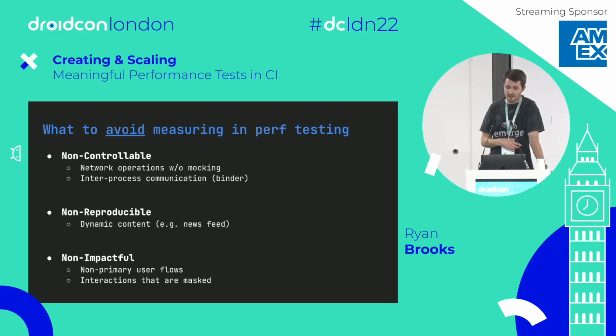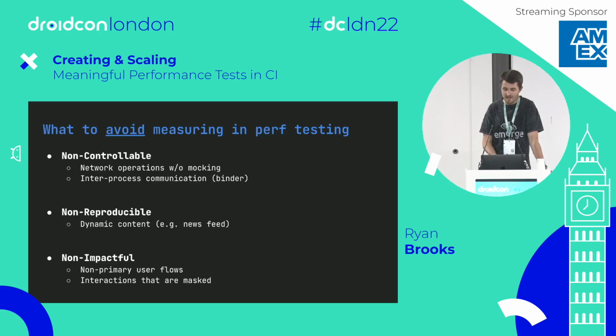We also want to avoid non-reproducible tests, like testing with dynamic content, such as search results that can easily change. And finally, in a perfect world, we would test just about everything on our app if we could, but we're limited by time and resources and people. So we want to avoid testing non-impactful or non-primary user flows for our product or our business case.